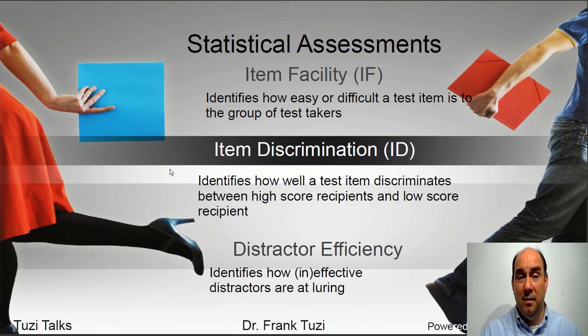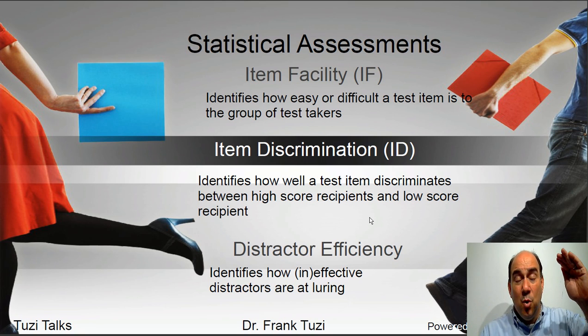Something may be up there. Okay, so that's item facility. Item discrimination identifies how well a test item discriminates between high-scoring recipients and low-scoring recipients.